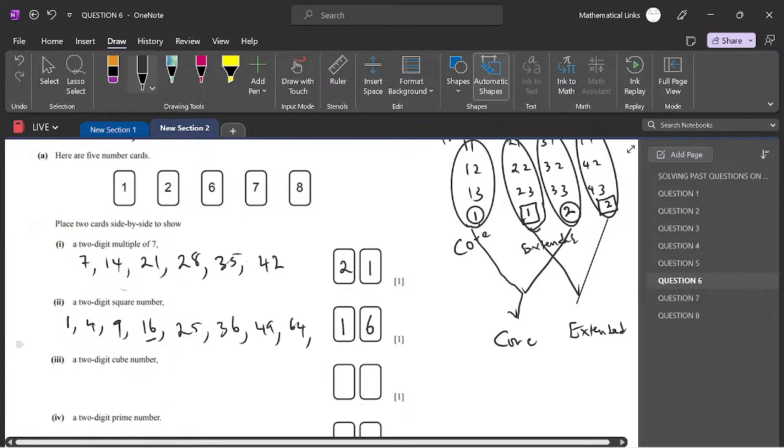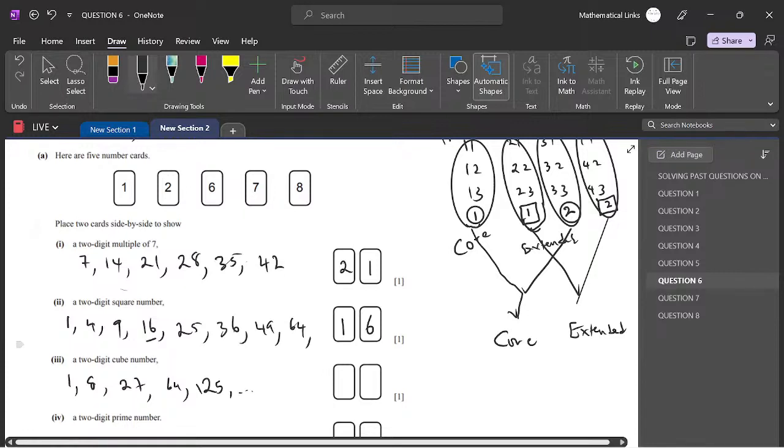So the next one, Roman figure 3, will be a 2-digit cube number. So you know cube numbers: you multiply an integer by itself 3 times, then you get what we call a cube number. 1 times 1 times 1, you have 1. 2 times 2 times 2, you have 8. 3 times 3 times 3, you have 27. 4 times 4 times 4, you have 64. 5 times 5 times 5, you have 125, and so on and so forth.